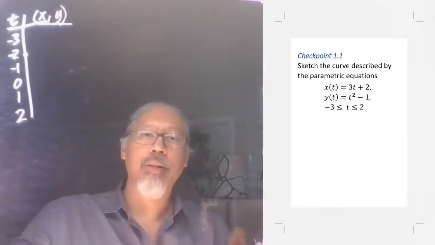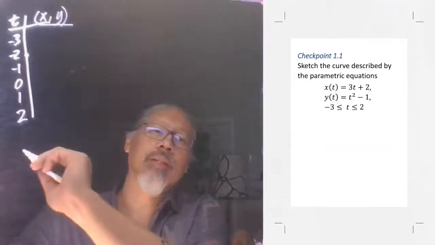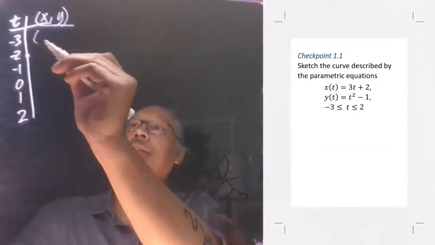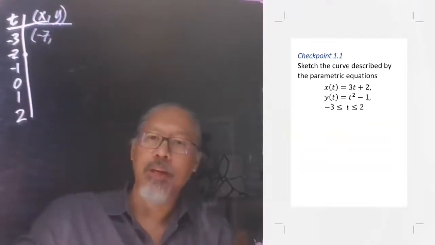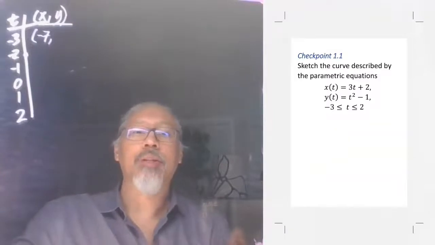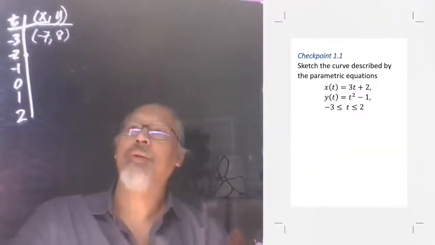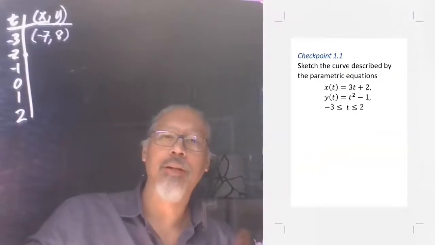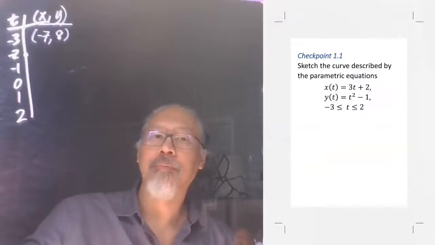So when we put it into x for that first one, negative 3 times 3 is negative 9, plus 2 is negative 7. But that's not our only output. We need a y value as well. So negative 3 squared is 9. 9 minus 1 is 8. So we have ourselves a point on the graph, and this is the point when t is equal to negative 3.